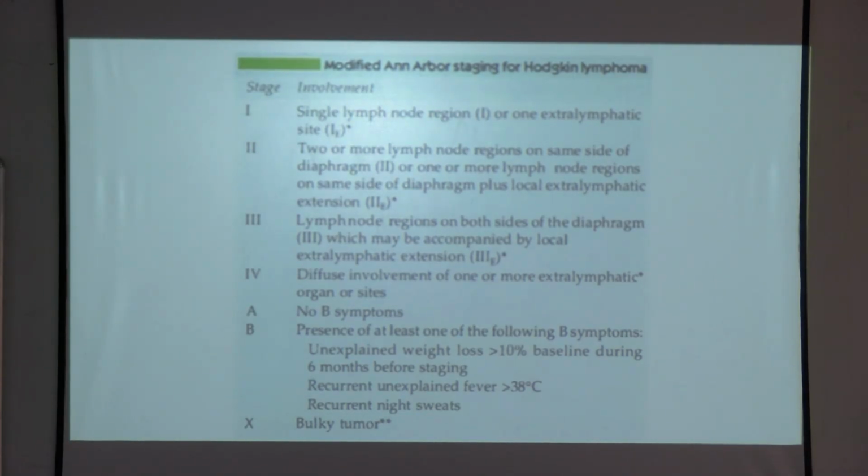A means no B symptom, B means presence of at least one of the B symptoms, and X is called bulky tumor. Bulky has a definition, but you don't have to remember how large it must be to be called bulky, leave it. So this is the classification of the Hodgkin's lymphoma staging.